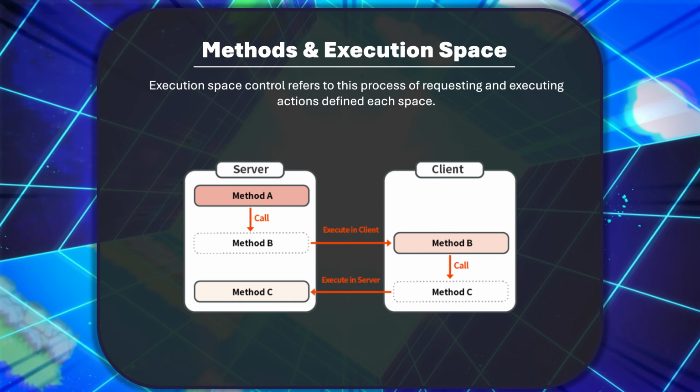In this example here, we've designated method A to be owned by the server, method B to be owned by the client, and method C to be owned by the server. Let's say in this scenario, method A calls B and B calls C. Because method B is a client method, when server method A calls client method B, the server delegates the execution of method B to the client, creating network traffic as the server communicates with the client. Similarly, when client method B calls server method C, network traffic is created in the same way as the client communicates with the server. So it's important to be mindful of which methods you're calling and what execution spaces you're calling them from, as calling methods across different execution spaces generates network traffic.